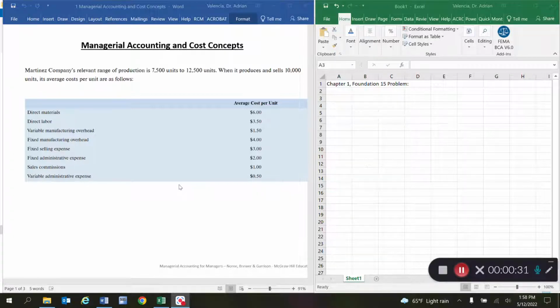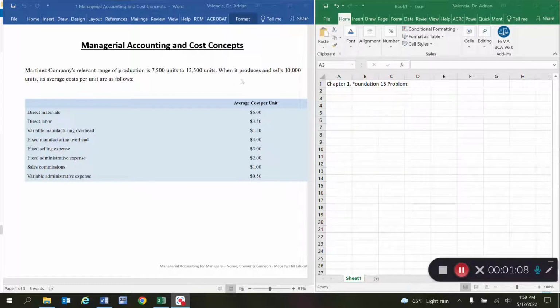So let's begin. In Chapter 1, they present the information for Martinez Company's production costs, and they tell us that the relevant range of production is from 7,500 units until 12,500 units. So what this means, and what you should have picked up from the chapter, is that the cost structure that we are describing here is applicable for a production level between these two values here. If you produce below that, then this cost structure is no longer valid, or if you produce above that, then the cost structure is no longer valid.